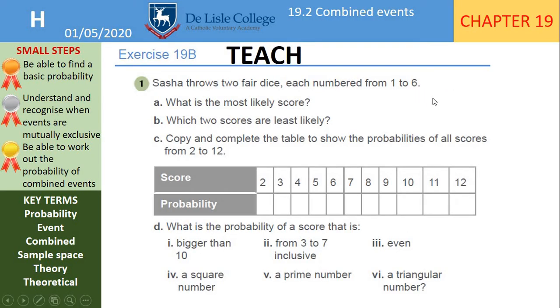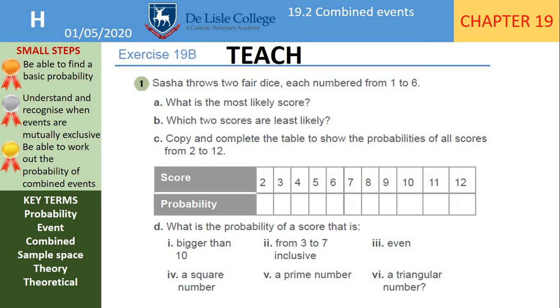So have a go now at exercise 19B. I think the work this week is a lot more straightforward than our work on histograms from the previous week, so hopefully you don't have too many issues. I will work through question number 1 with you, so if you want to pause the video and have a go.